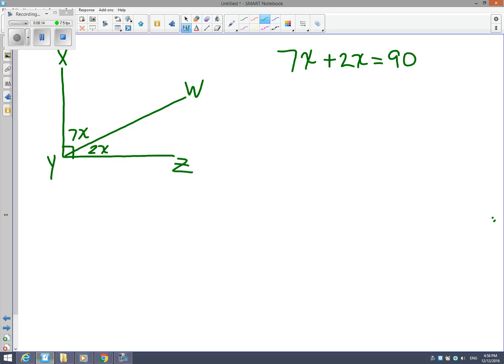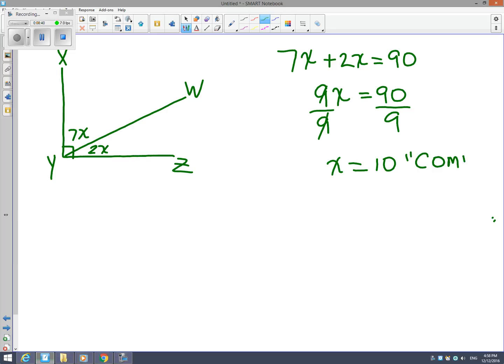So we collect our terms. 7x plus 2x is simply 9x, and that equals 90. Now I don't want to know what 9x equals, I want to know what x is. To do that, we have to isolate x. We have to get rid of the 9. We do the opposite operation on both sides, which is division, because the 9 was multiplying x. And x is equal to 10. And again, we got that using the complementary angle theorem. Please don't be worried if you get a decimal answer, just round it and it'll all be fine. Anyhow, so now we have two angles we've got to figure out.